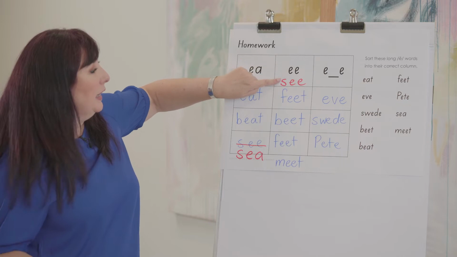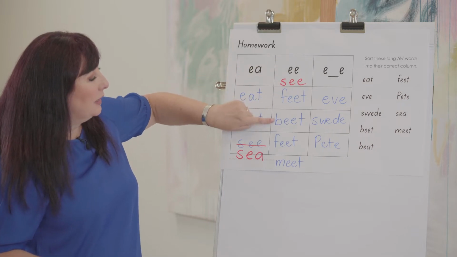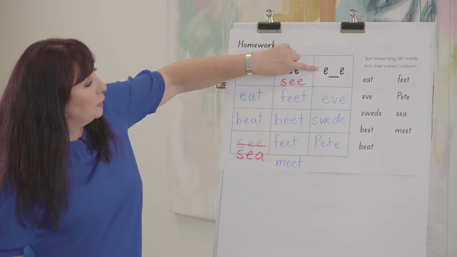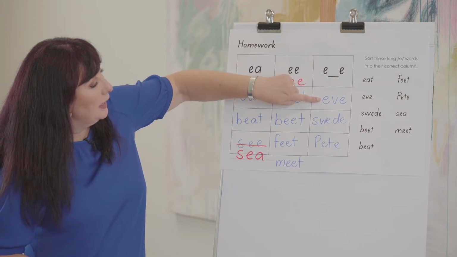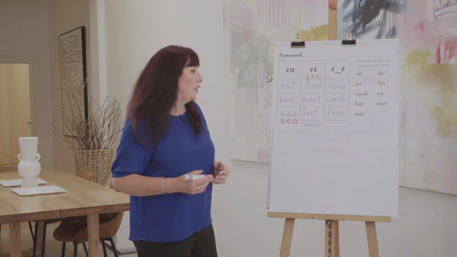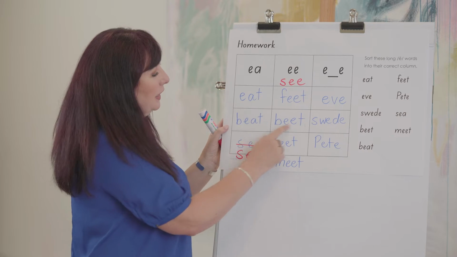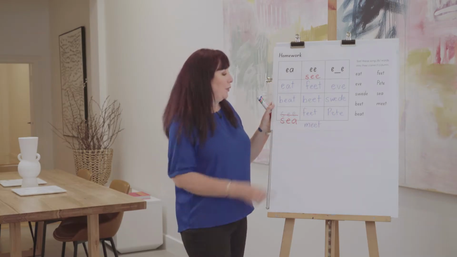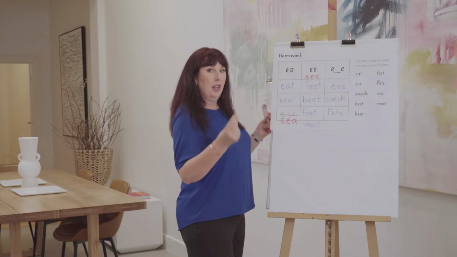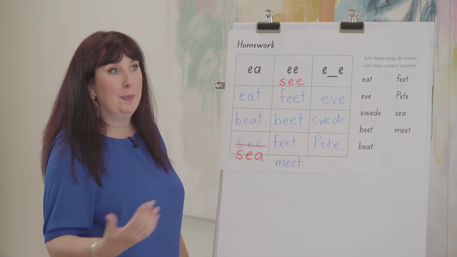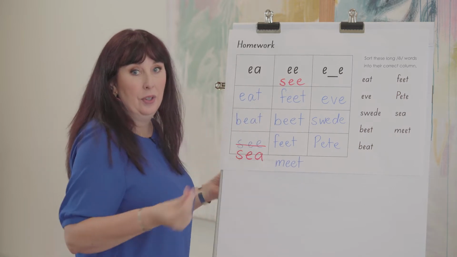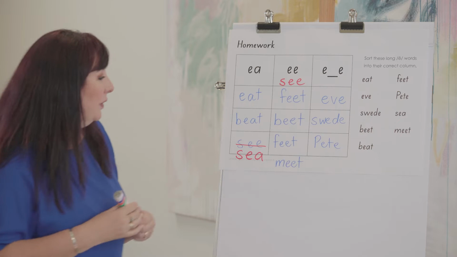So double E says E in C, feet, beat, feet again, meet. Split digraph E says E in Eve, Swede and Pete. So a swede is a kind of vegetable. So if we have a look here, beat and beet, we've got another homophone, haven't we? This beat is, can you hear the beat, Daddy-O? That's the beat. This beet is beet like beetroot, it's a vegetable. So if you go to a concert, this is the beat you want to snap along to, not that one. You'd look kind of strange.